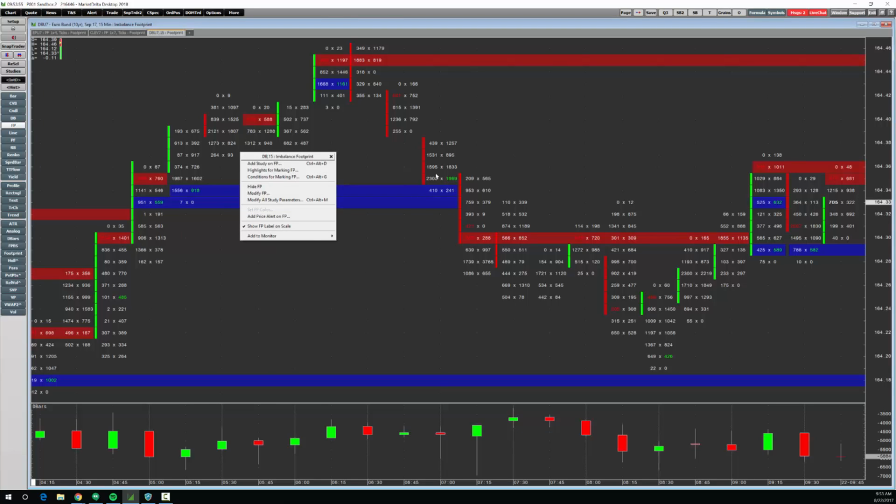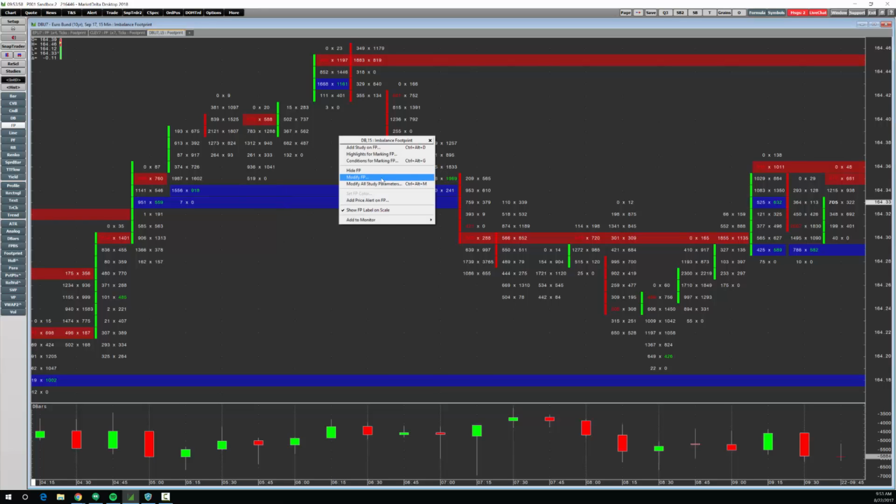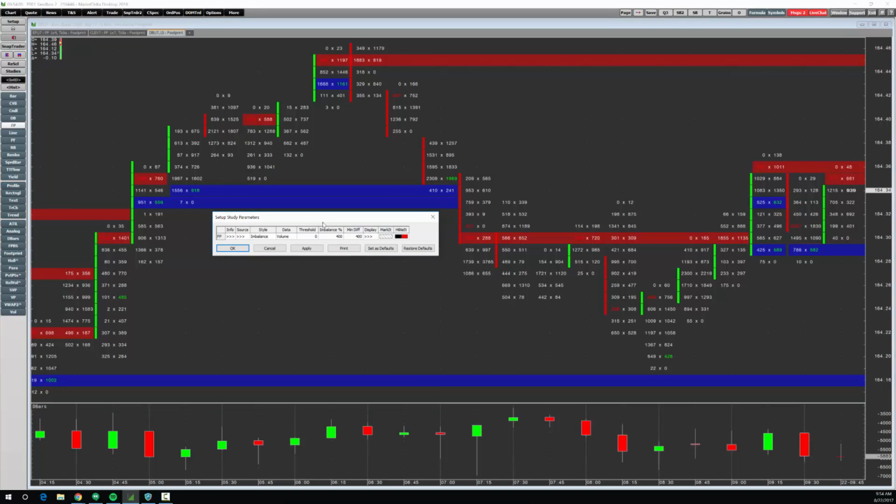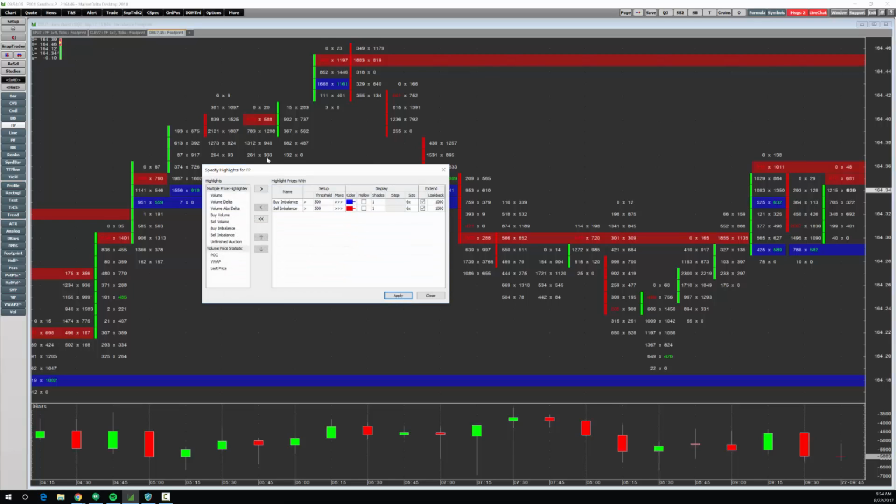Right click on the footprint, the actual footprint, choose modify FP, and you'll go to highlight it. This is where we just were. And what you want to do is choose buy imbalance and sell imbalance, choose them both one at a time and just add them. So I'll just show you. You just do that. And I just added them a second time, which I'm going to remove because I've already got them.